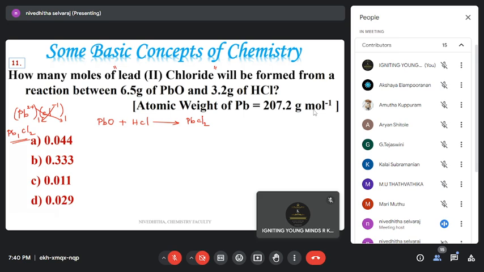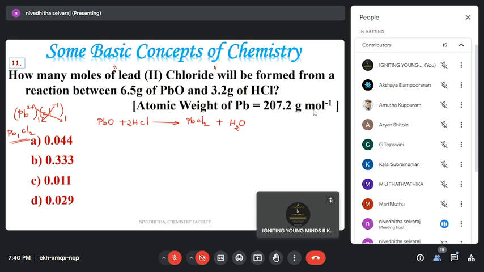Let us check whether this equation is balanced. Left side I have 1 lead and right side also I have 1 lead. So as far as lead is concerned, it is balanced. How about chlorine? Is it balanced? No, ma'am. Left side I have only 1 chlorine, but right side I have 2 chlorines. So I have to add 1 more chlorine to the reactant side. So now lead is balanced, Cl is also balanced. But left side I have 2 moles of hydrogen and 1 mole of oxygen, so I'm writing it as H2O on the product side. That's it. Now I've written the balanced equation.